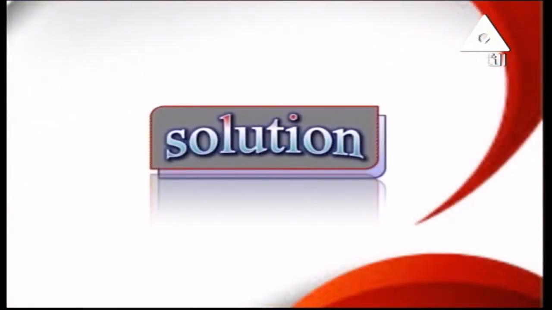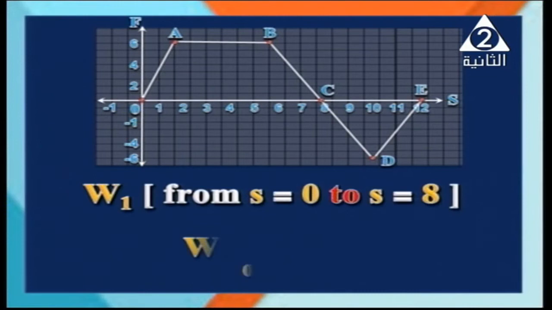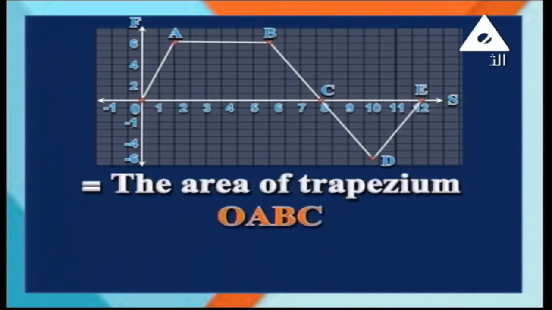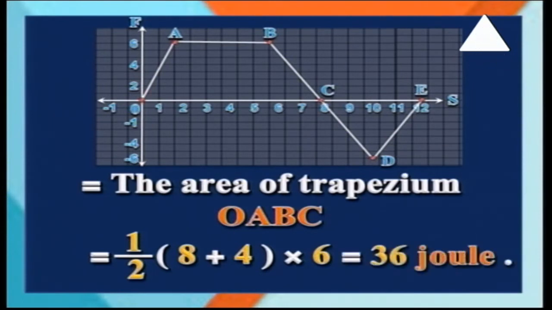Look at, my dear students, the first required, from S equals 0 to S equals 8. W1 equals the integration from 0 to 8 of F ds. My dear student, the area of trapezium OABC equals what? Half of base 1 plus base 2 times height. Base 1, from 0 to 8, is 8. Base 2, from A to B, is 4. Height, from 0 to A, equals 6. The area equals 36 joule.